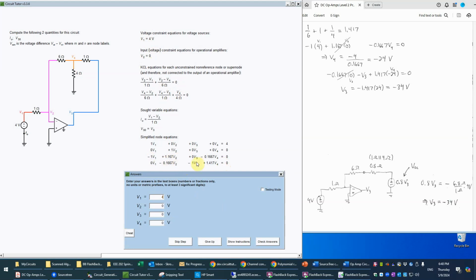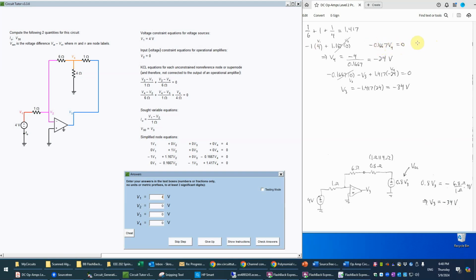So we'll need to solve those, but they're pretty easy. This first equation here can be written as minus 1 times V1, which, remember, is 4 volts, as we found here. So I just put in a 4. Plus the 1.167 V2. Well, V2, remember, is 0, so that term goes away. And then no V3 term here, but minus 0.1667 V4. So I just put that in, and we have only one unknown in this equation now. So we can easily solve that.